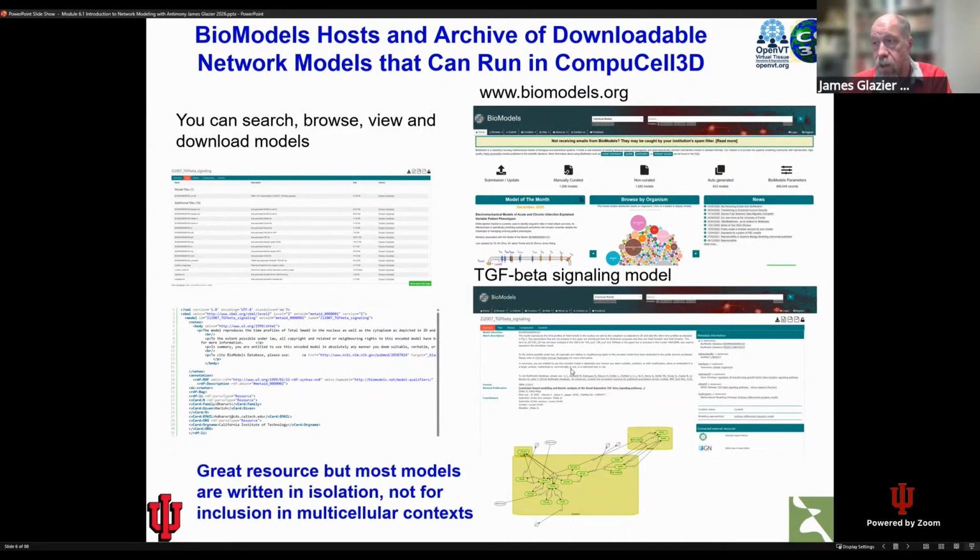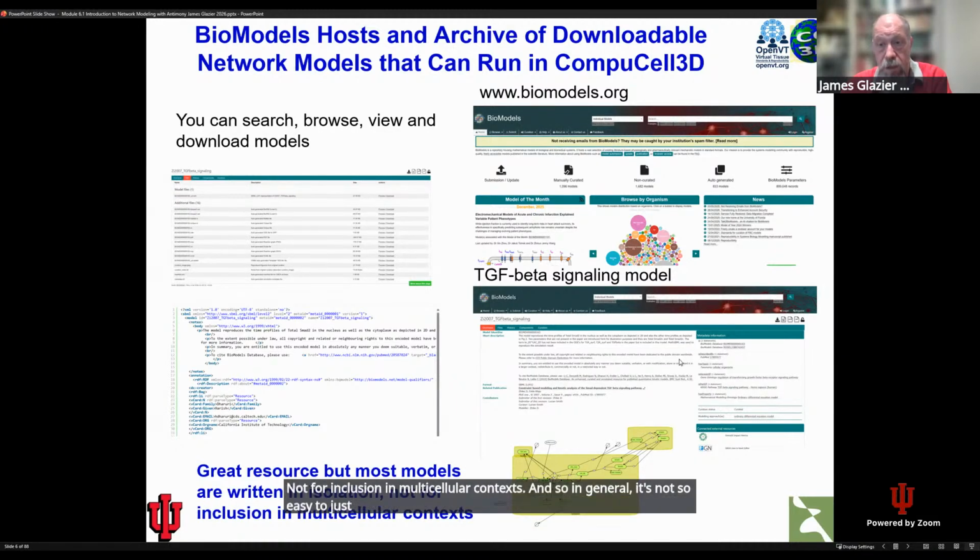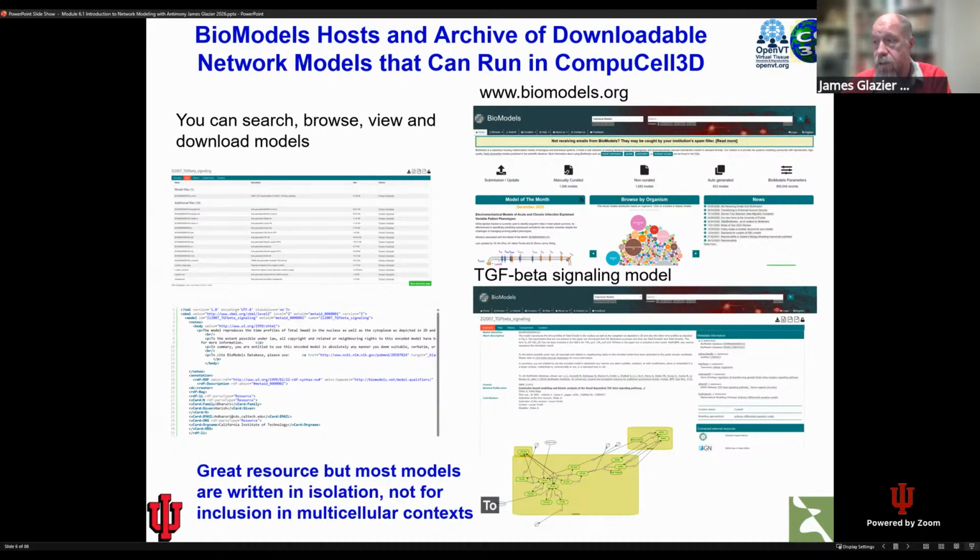It's a great resource, but most of these models in BioModels were written in isolation, not for inclusion in multicellular contexts. And so in general, it's not so easy to just pull models from BioModels and use them. They'll run, but they won't do anything useful unless you learn how to connect them to CompuCell concepts.